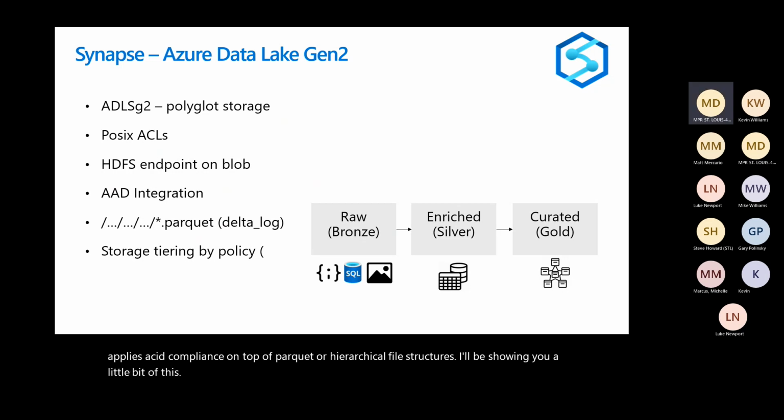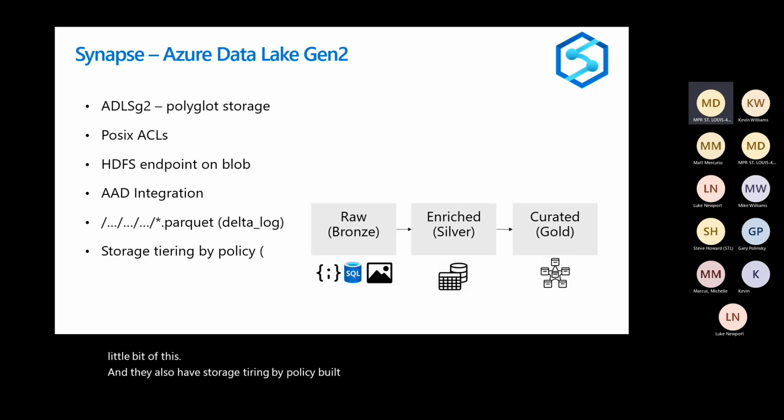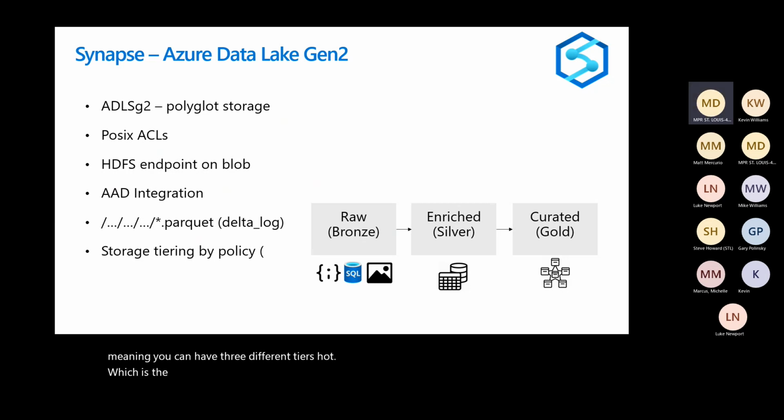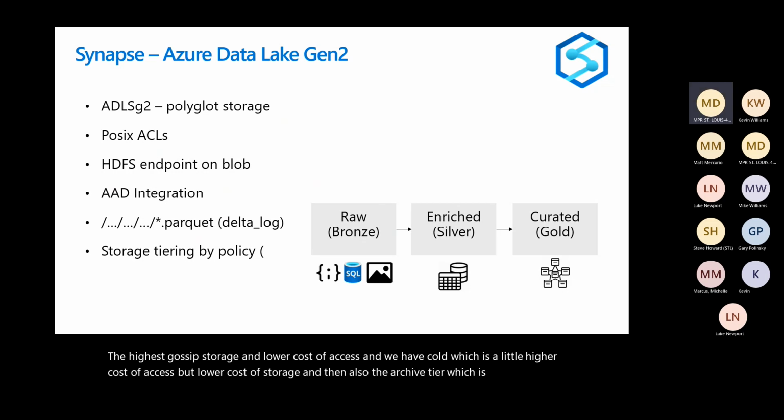They also have storage tiering by policy built into the service. And by that I mean you can have 3 different tiers: hot, which is the quickest access and the highest cost of storage, and the lower cost of access. And we have cold, which is a little higher cost of access but lower cost of storage. And then also the archive tier, which is essentially offline storage where you see the file, but to rehydrate it and be able to access it requires rehydrating.